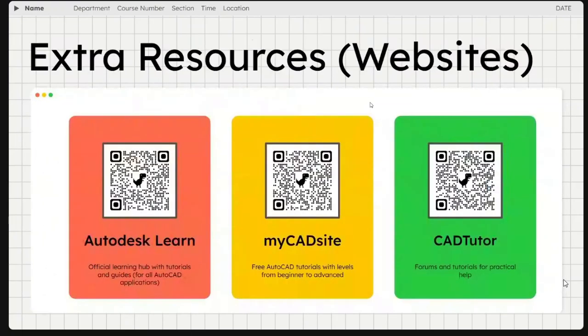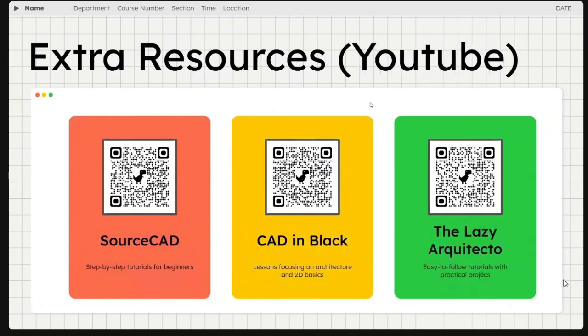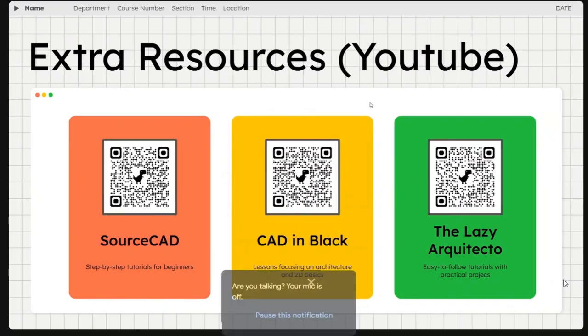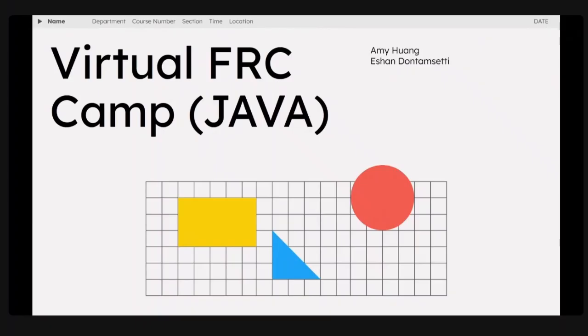And if you want to learn more, I definitely recommend checking out these websites. Autodesk Learn and CAD Tutor are probably my favorites. They have really good forums and a lot of tutorials and guides. And they help with all types of AutoCAD. It doesn't generally just go for AutoCAD 2D. You can also use these YouTube channels. They also have really good step-by-step tutorials, and Lazy Architecto has really good, easy to follow tutorials with practical projects.